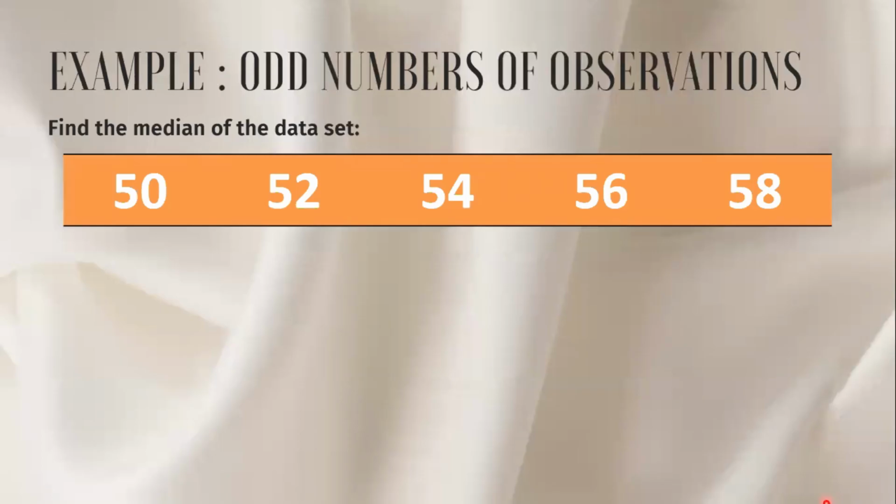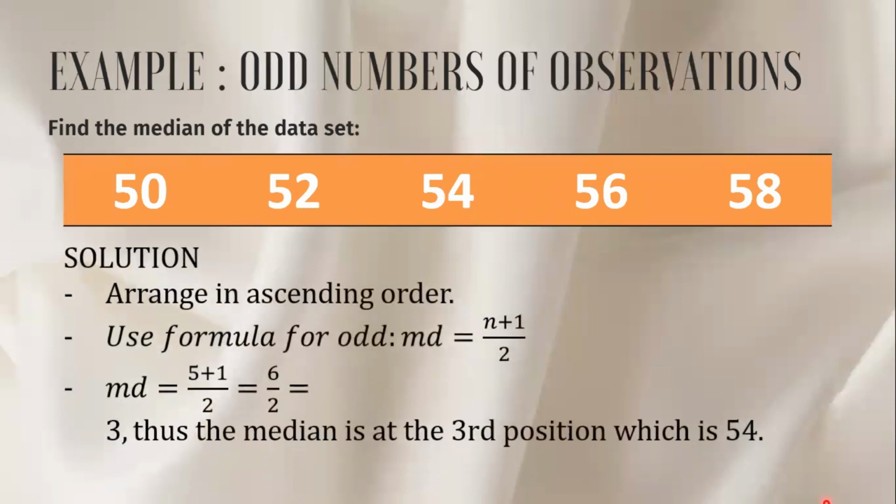Let's use the same example. Find the median of the dataset. As seen, there is an odd number of cases as only 5 data are given. To solve, arrange the data in ascending order. The formula for finding which position the median is located is n plus 1 over 2. Substitute: 5 plus 1 equals 6, divided by 2 equals 3. Hence, the median is at the 3rd position, and the value of the 3rd position is 54. Therefore, the median in this data set is 54.